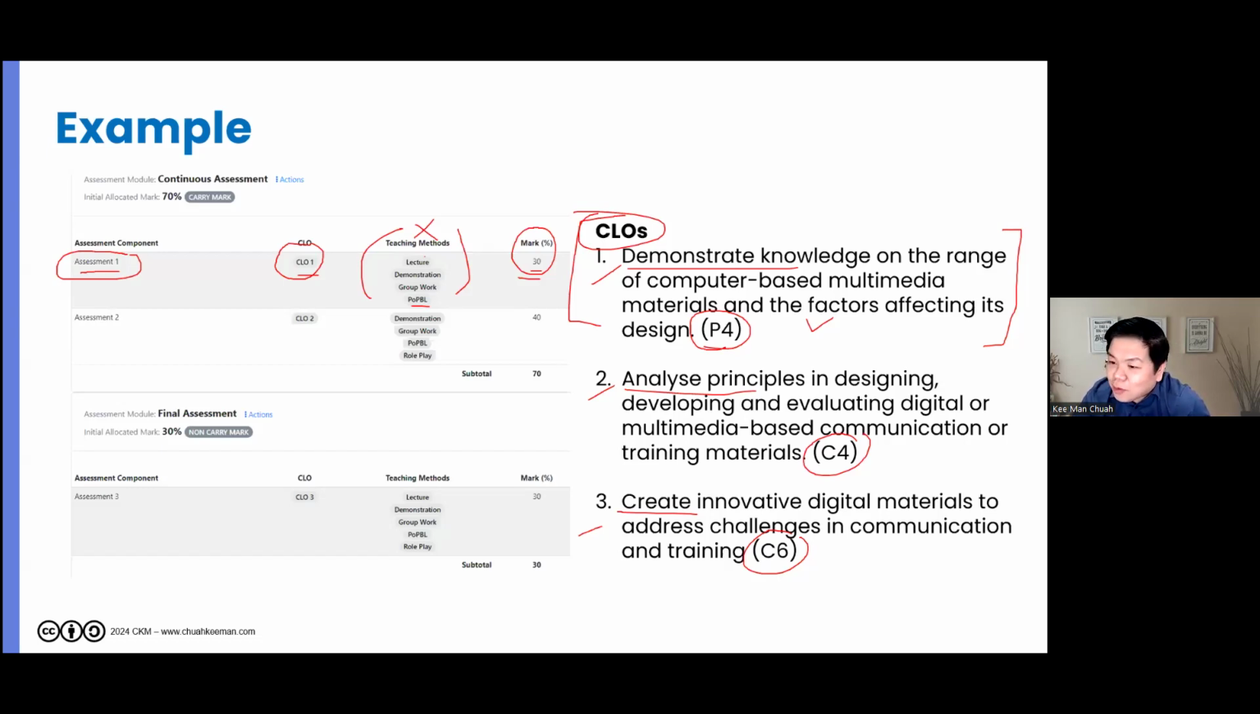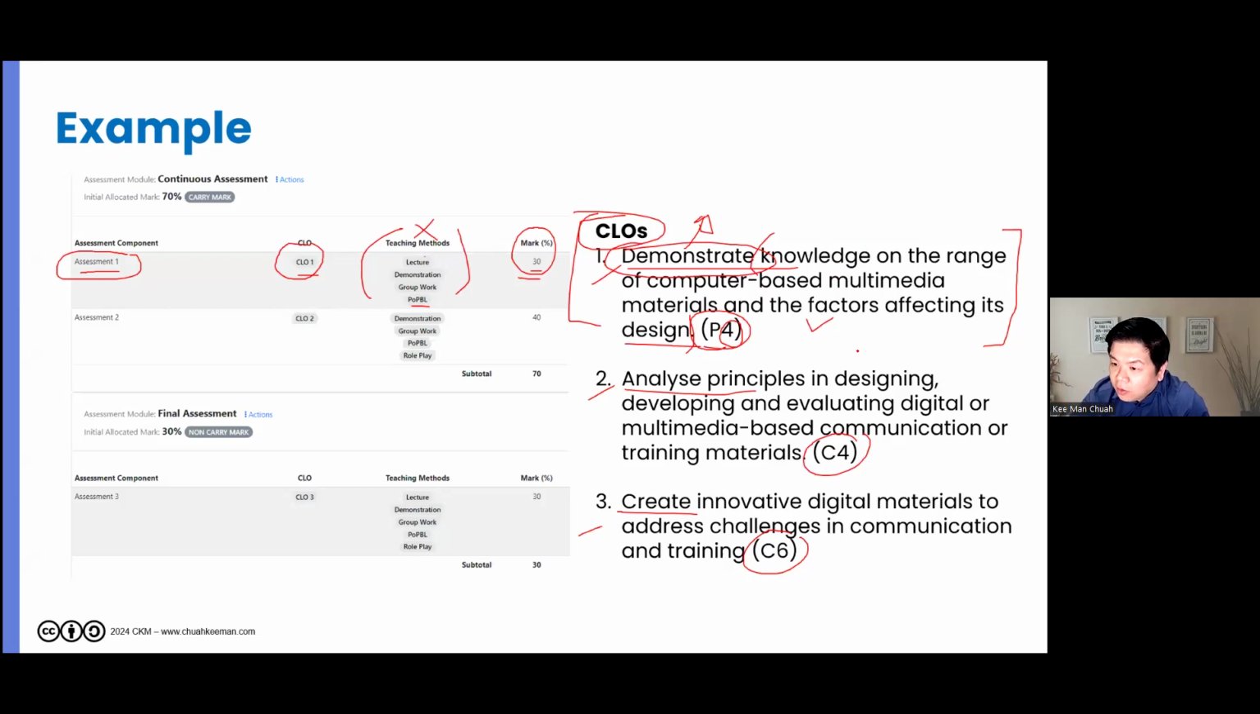Like was mentioned just now, it's psychomotor. The problem with this LO, let's just talk about the problem first, then we deal with it. It says demonstrate knowledge on the range on computer-based multimedia materials and the factors affecting its design, right? If you look at this whole part, it sounds cognitive. Pretty much cognitive based. It doesn't sound that psychomotor-ish. But because the verb is demonstrate, it means they need to show something.